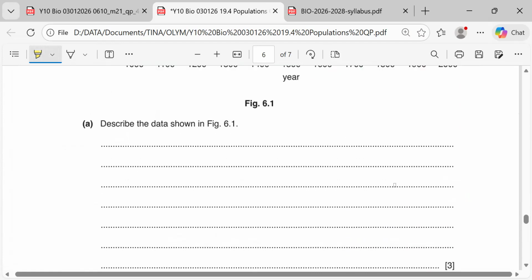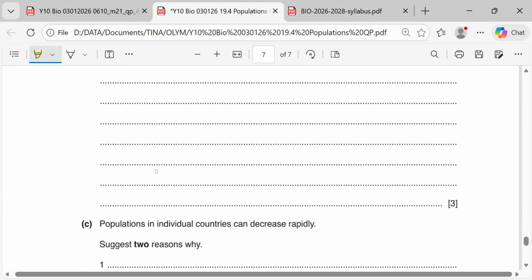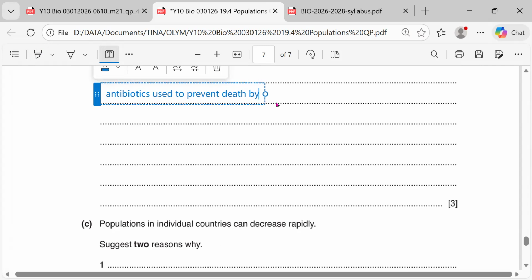Okay. Other than vaccination, why after the 1900s do humans survive more? Antibiotics, used to prevent death by infection.